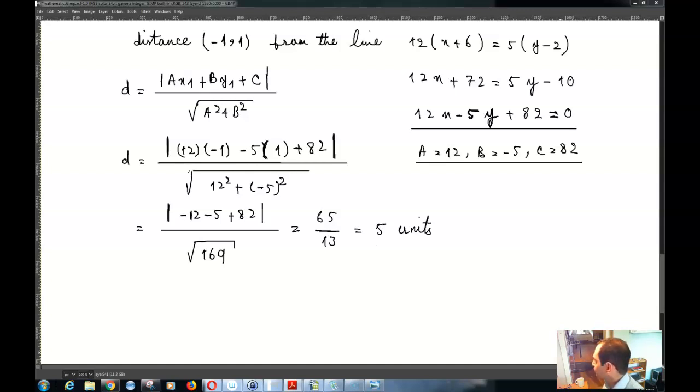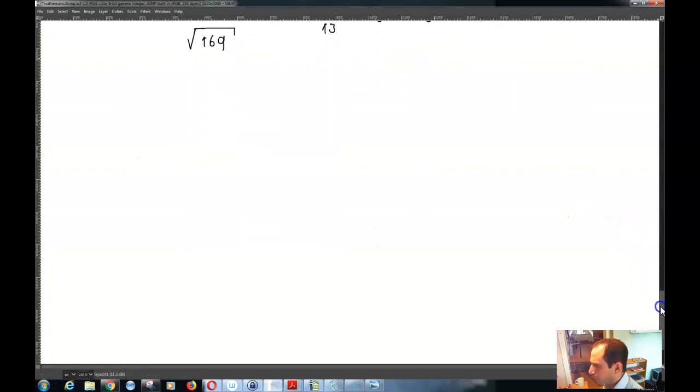Now question number 5. Question number 5 is: find the points on the x-axis whose distances from this line are 4 units.